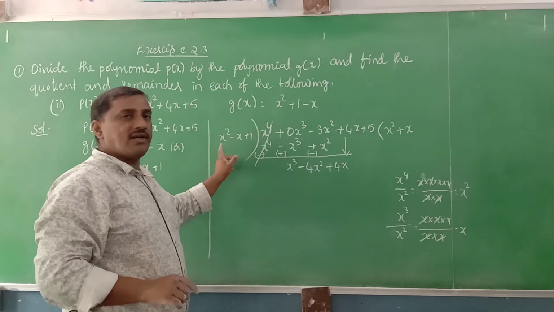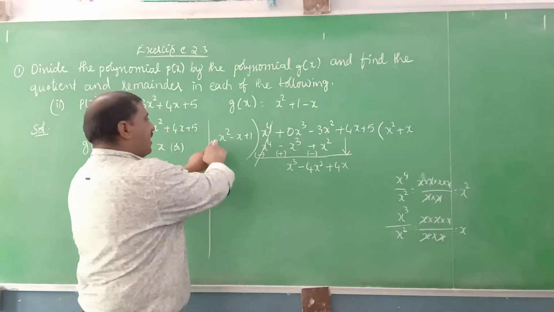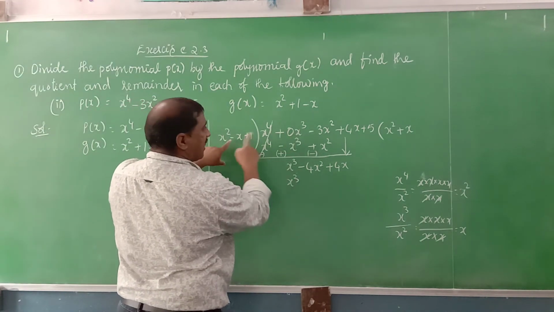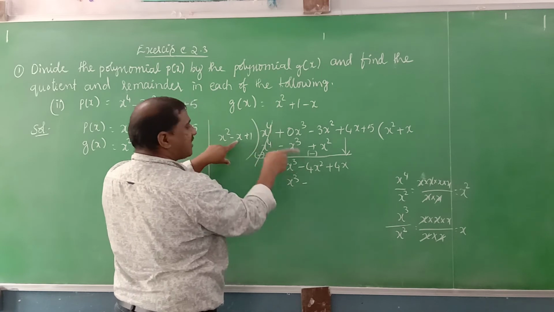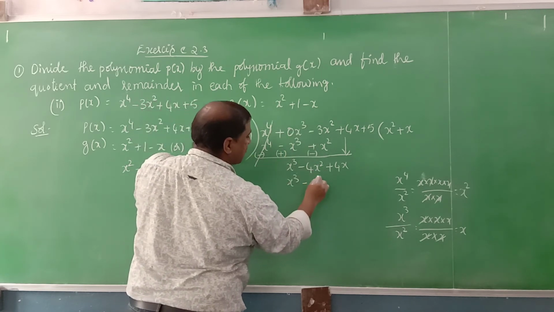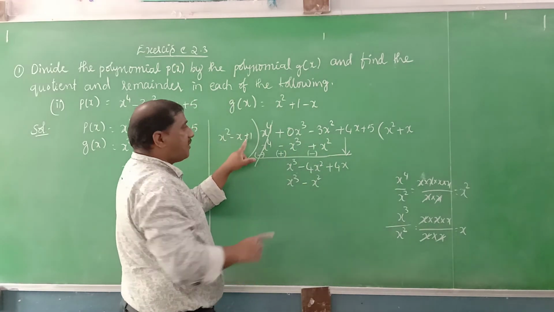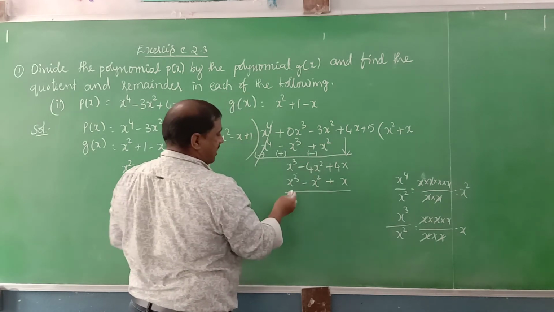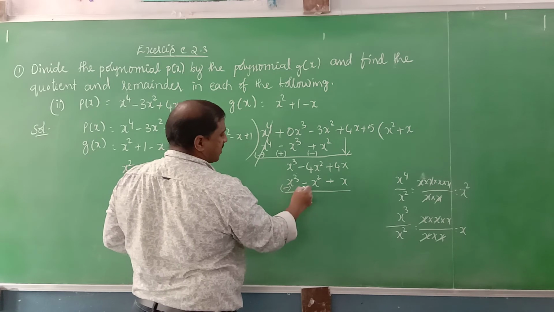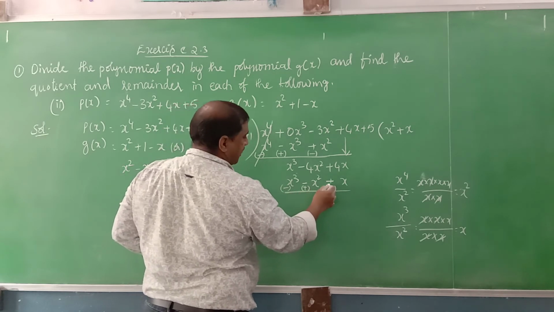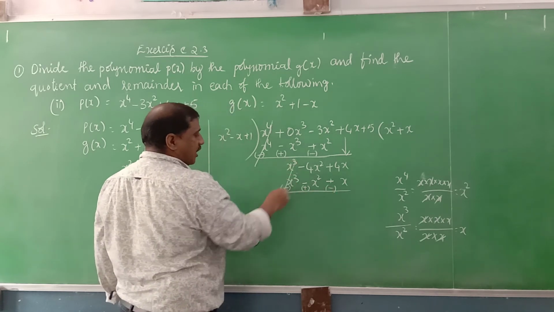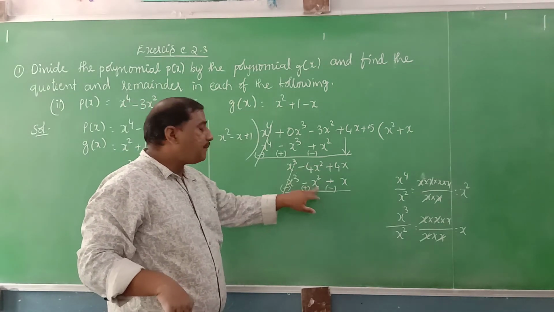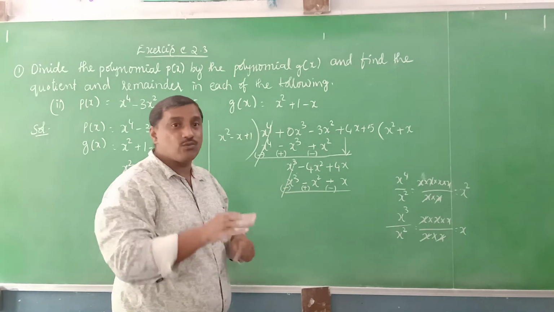Now multiply the divisor with the x. 1 into 1 it is 1. X square into x it is x cube. Minus into plus it is minus. X into x it is x square or 1x square. Plus into plus plus. 1 into x it is 1x or simply x. Change the signs. Plus x cube minus x cube both are cancelled. Now minus 4x square, this is plus x square. Plus x square means plus 1x square.